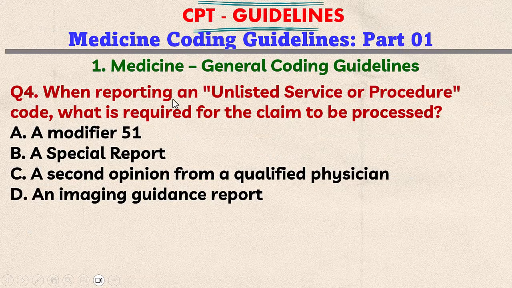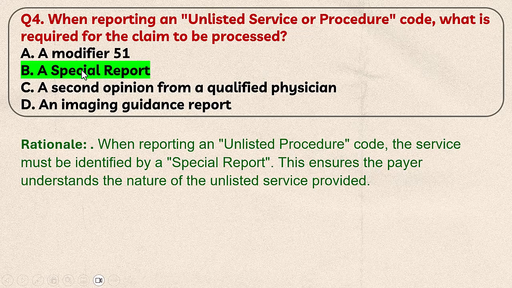Question number 4. When reporting an unlisted service or procedure code, what is required for the claim to be processed? A. Modifier 51, B. A special report, C. A second opinion from a qualified physician, D. An imaging guidance report. Think the answer. The correct answer is B. Special report. When reporting an unlisted procedure code, the service must be identified by a special report. This ensures the payer understands the nature of the unlisted service provided.